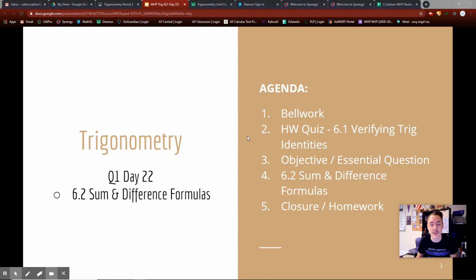We're still in Unit 2, analytic trigonometry. So I hope you had a great time learning 6.1, verifying trig identities. We're going to get into specific trig identities, specific trig formulas, and then we're going to see how we can apply them analytically and also with some mild applications here or there. So bell work. Then we're going to go through the homework quiz on 6.1 and then 6.2, the actual lesson.